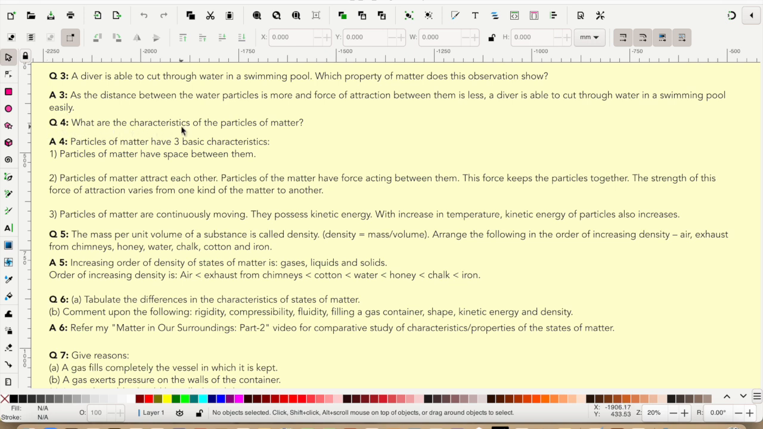Question 4. What are the characteristics of the particles of matter? Answer is, as we have already read in the chapter, particles of matter have three basic characteristics. First one is particles of matter have space between them. Second one is particles of matter attract each other. Third one is particles of matter are continuously moving.